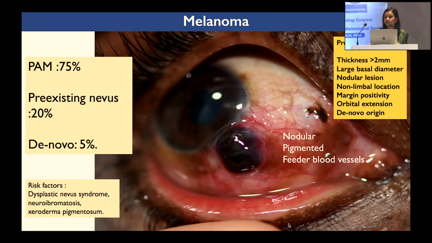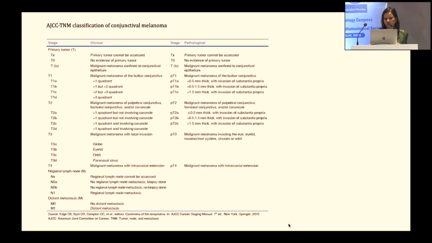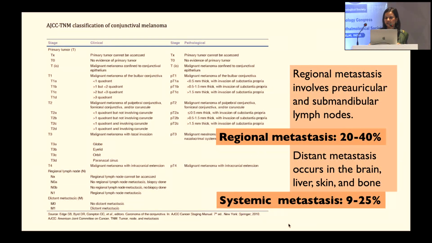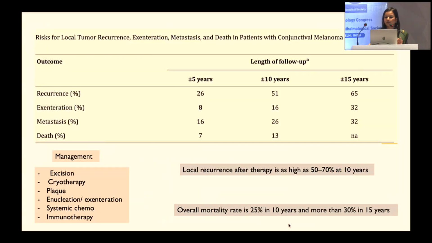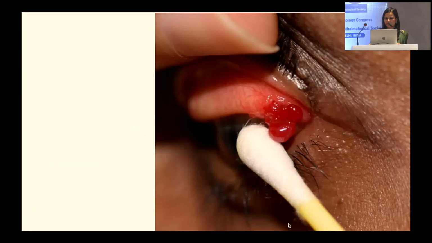What is important is to know the thickness, which is the most important prognostic factor here. And a very, very alarming thing about melanoma is the regional metastasis and the systemic metastasis, and hence it has to be dealt with properly. Even the overall mortality seen at 10 years and 15 years is quite high. Sentinel lymph node biopsy is definitely indicated.